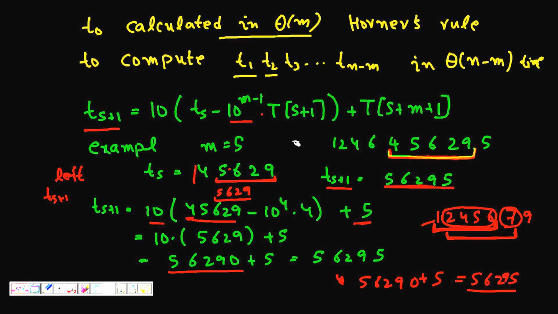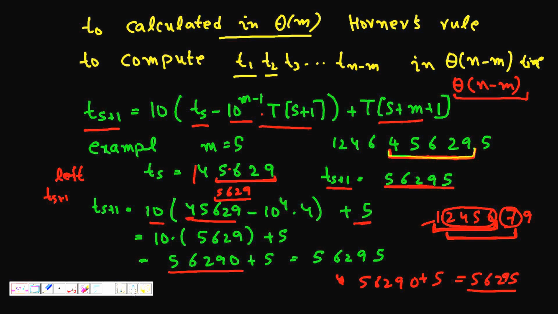So this formula can now calculate the value for you, and hence by using this, all values can be calculated in theta of n minus m time, because it's just sliding and it needs constant time to evaluate these, because we know all these values. So it takes no time at all. And again, 10 to the power of m minus 1 we can pre-compute in a table. So this takes theta of m time.